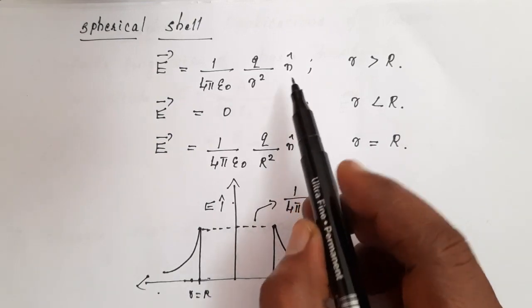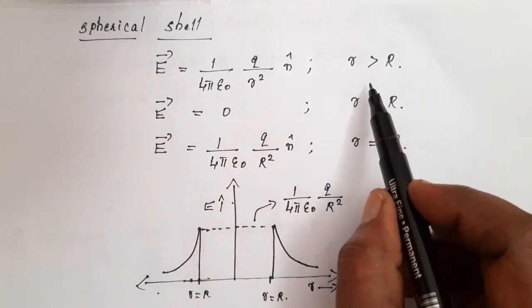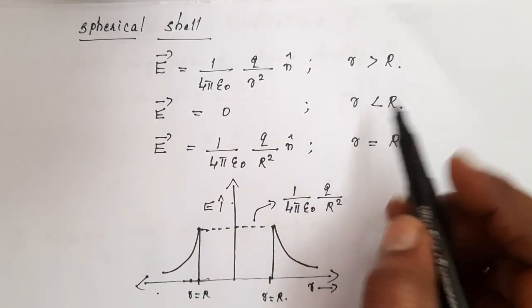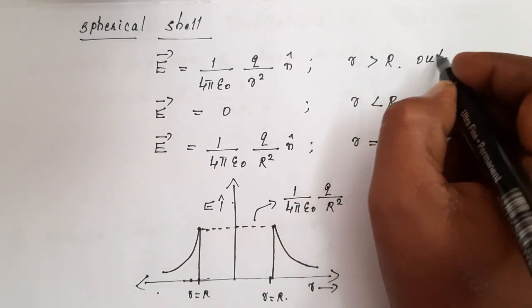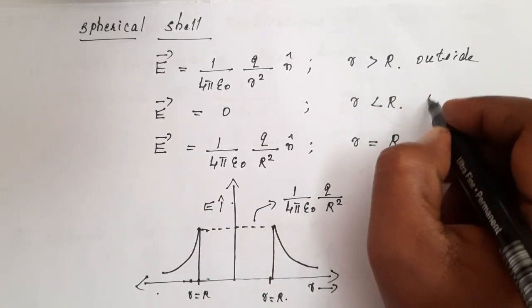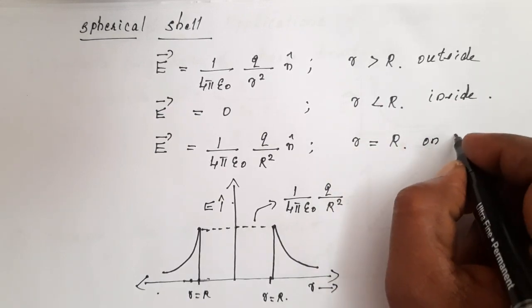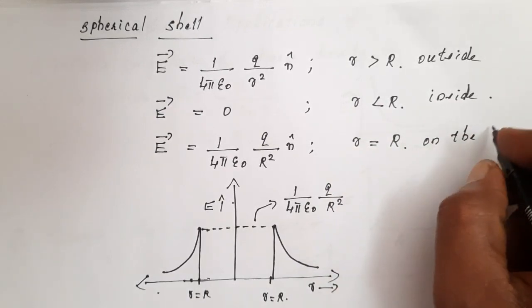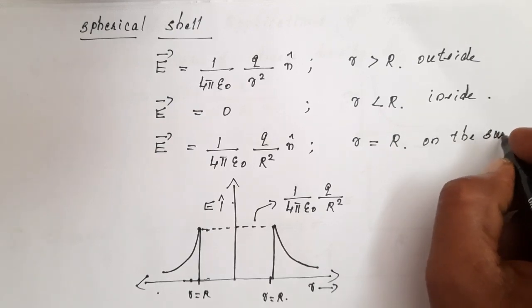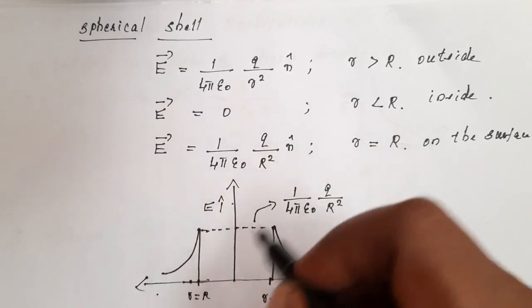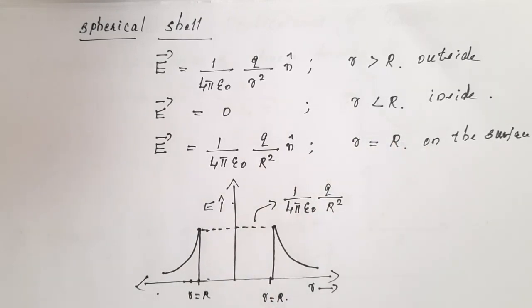So this is the expression, and inside, when r is less than R, that means what? Inside. So this is outside, the second one is inside, and the third one is what? On the surface. This is what I have written. We have already discussed all these things. Now when we represent these electric field magnitudes in a graph, how can we explain that graph? That's what we are doing now.